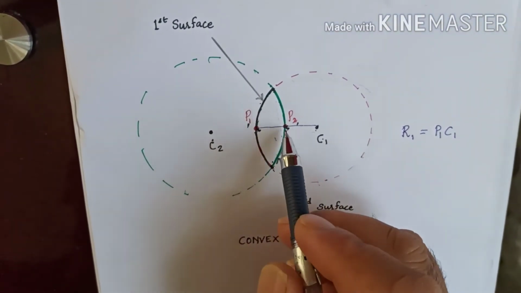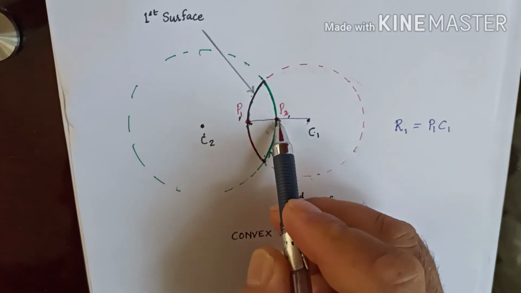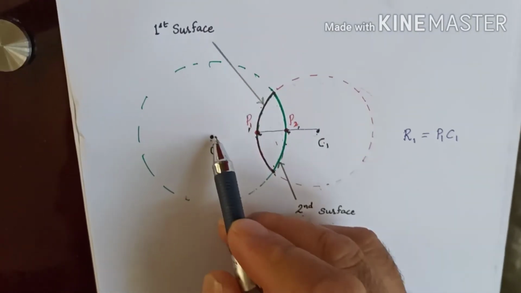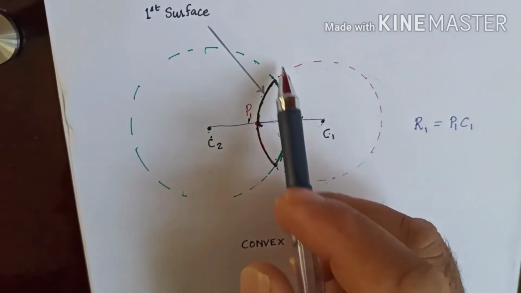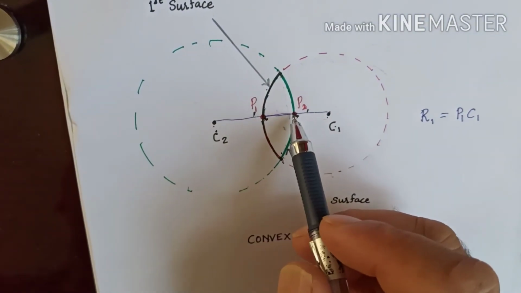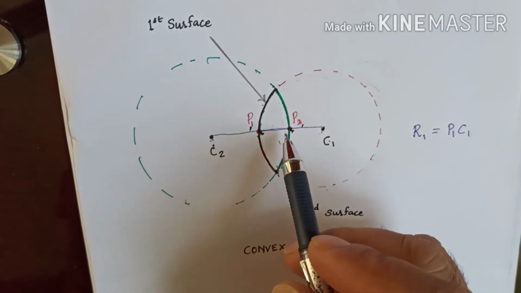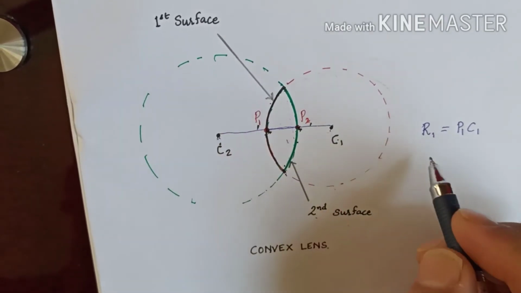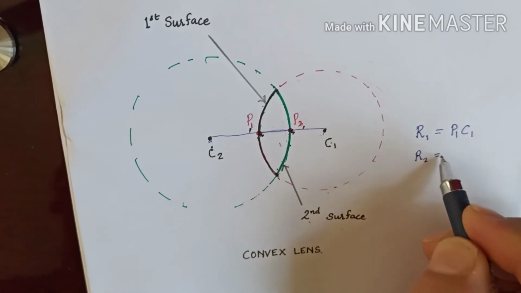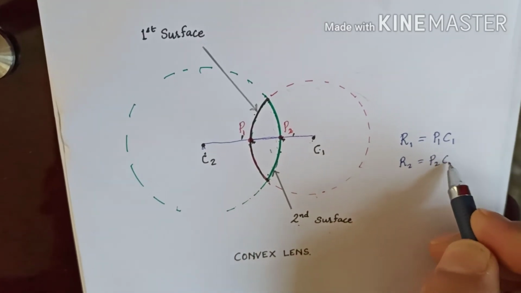So if we find the distance from P2 to C2, this distance is actually the radius of curvature for the second surface. So it is the radius of the second sphere. So we can call this distance the radius of curvature of the second surface of the lens. So R2 is P2C2.